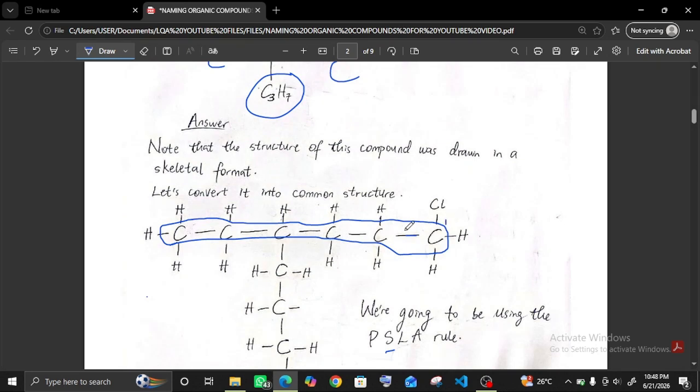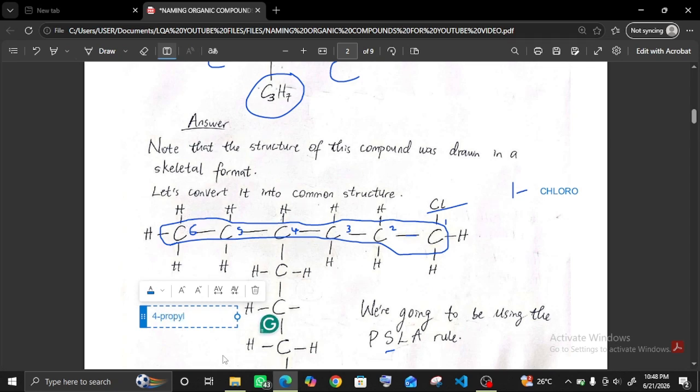This is 1, 2, 3, 4, 5, and 6. So naming this organic compound backward, this chlorine, we have 1 chloro, and this one we have 4 propyl. But if I should name it forward, so let's erase this.